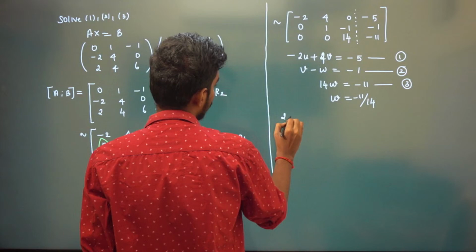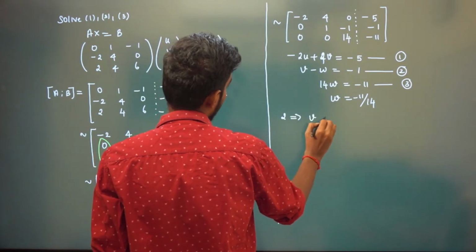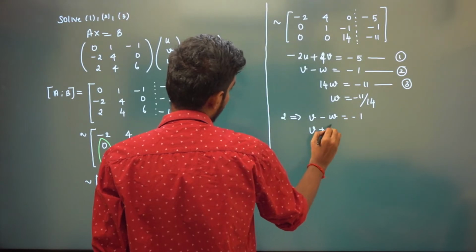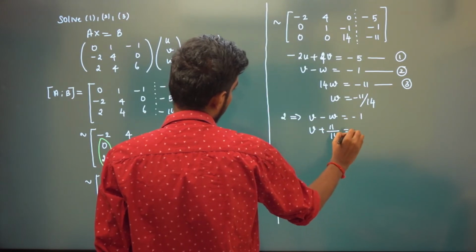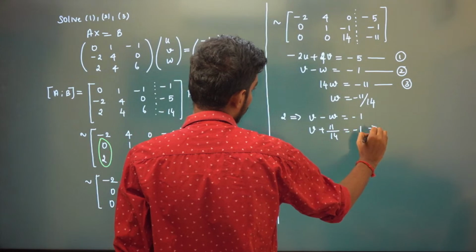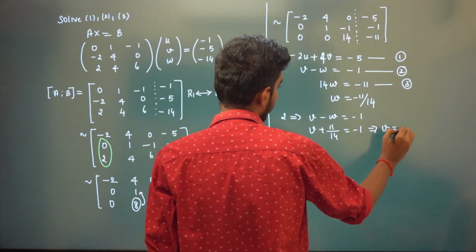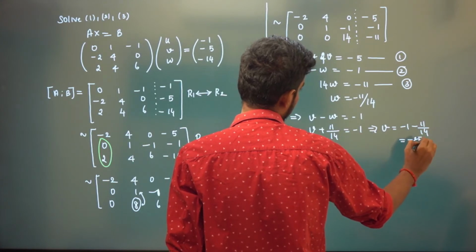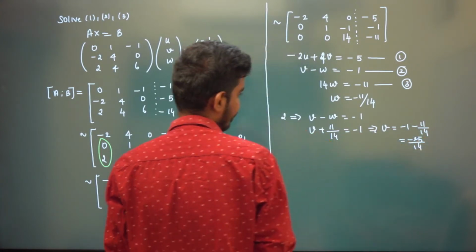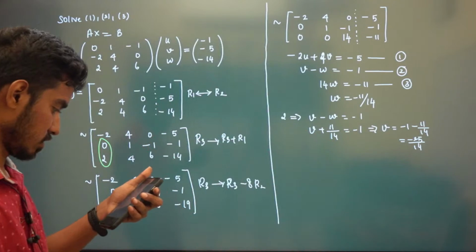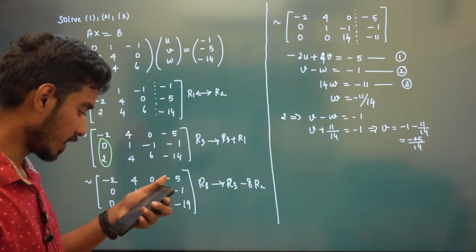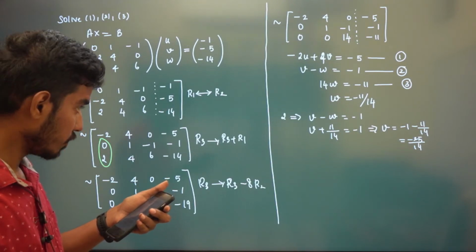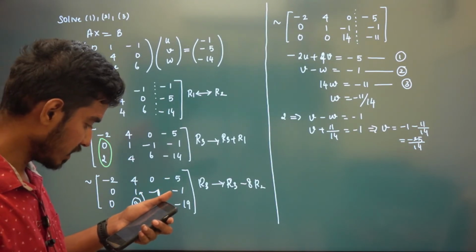Now from 2, V minus W is minus 1. So V plus 11 by 14 is minus 1. So V is minus 1 minus 11 by 14. So it is minus 25 by 14. You're not getting the answer. I don't know whether it is a typing mistake in the book or our answer is wrong. You are getting here V to be equal to minus 9 by 7.